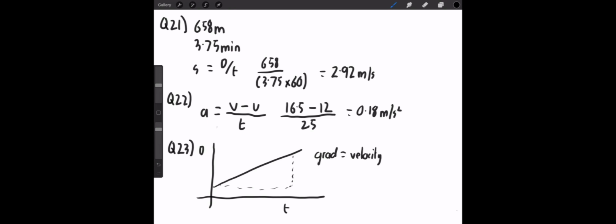With a straight line like this, we should try and use as much of the graph as possible. Don't do a tiny little gradient like that. I know it looks nice and neat, but it's really not very good. So I'm going to do a big gradient, and I can see that the change is from 3.5 to 0.5. So that's a change in distance of 3 meters, and that took 2 seconds. So to work out the velocity, it's simply 3 over 2, which gives us 1.5 meters per second.